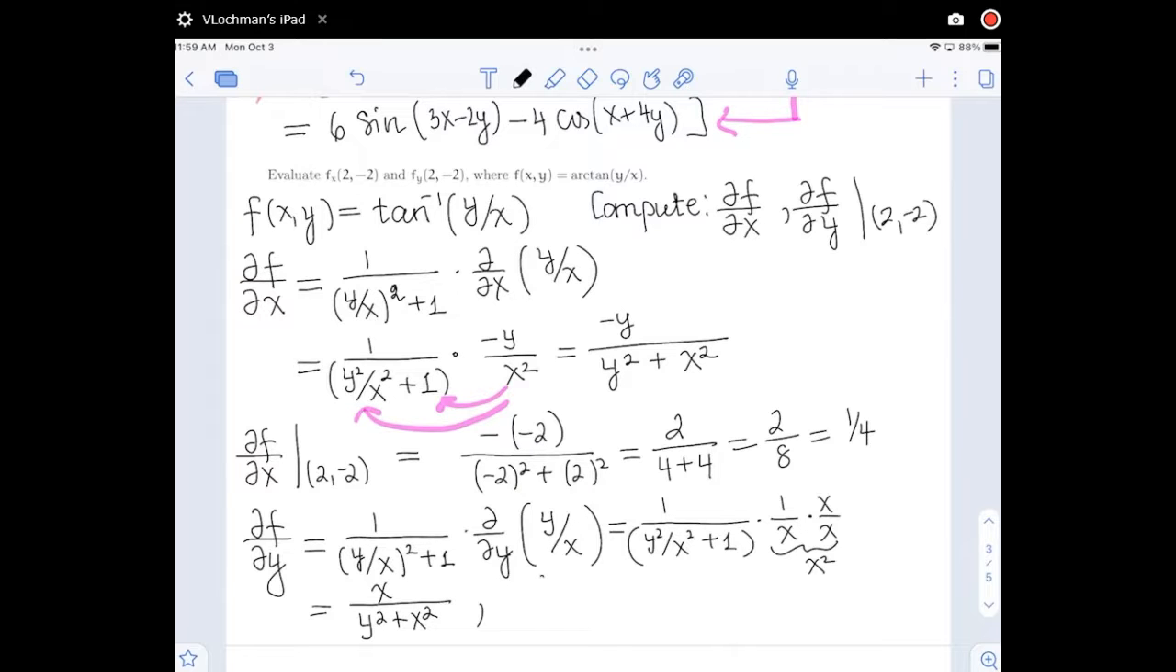Okay, so then df dy evaluated at this value, what do we get? This is going to be 2 over negative 2 squared plus 2 squared. We get the same thing, right? We get 1/4. Okay. Rate of change in the direction of x, rate of change in the direction of y.